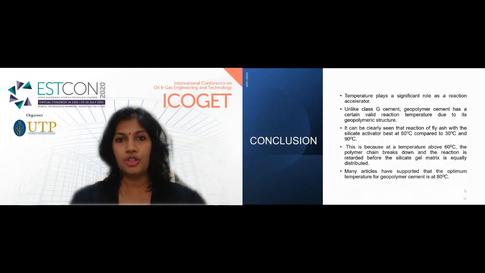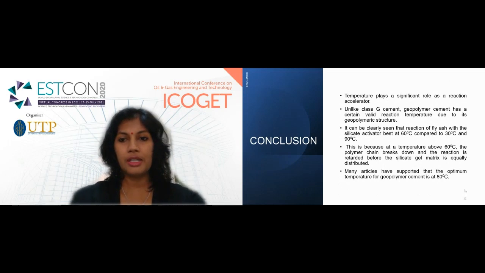As a conclusion from this research, temperature plays a significant role as a reaction accelerator. Unlike Class G cement, geopolymer has a certain valid reaction temperature due to its geopolymeric structure. It can be clearly seen that the reaction of fly ash with the silicate activator is best at 60 degrees compared to 30 degrees Celsius and 90 degrees Celsius.